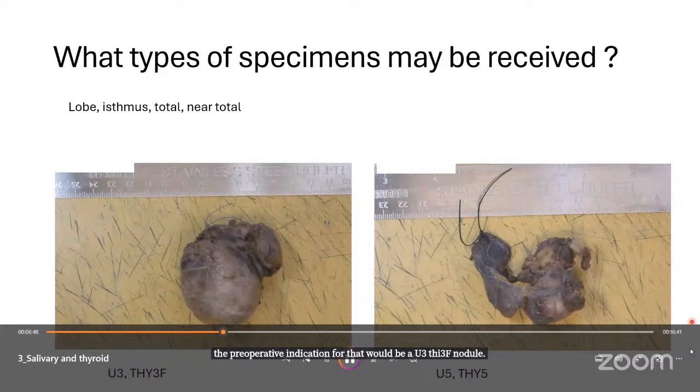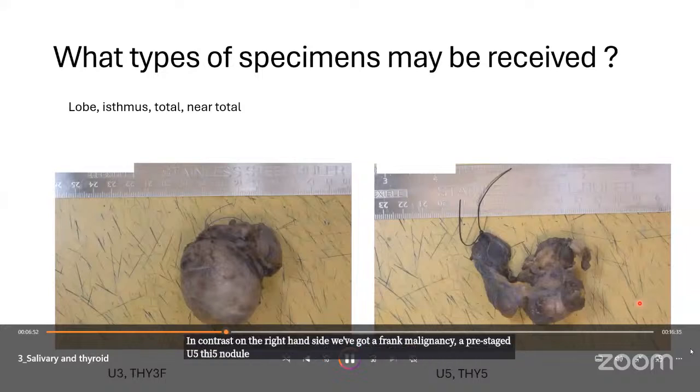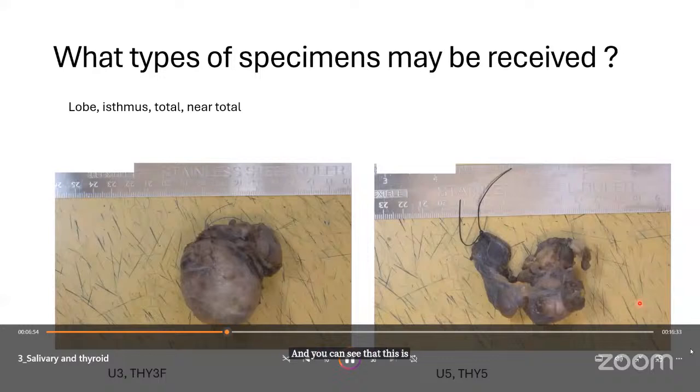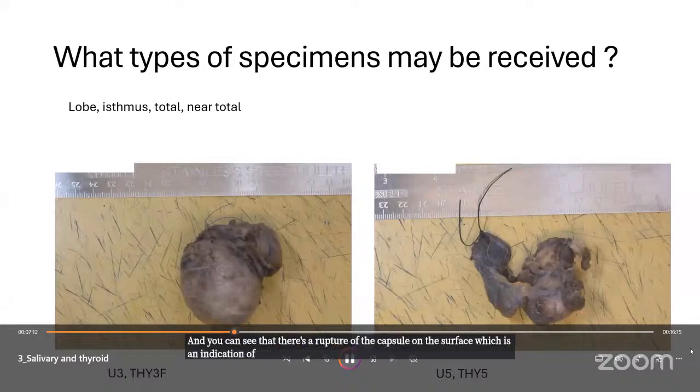In contrast, on the right-hand side, we've got a frank malignancy, a pre-staged U5 Thy 5 nodule, and you can see that this is a total thyroidectomy, and the surgeon has orientated the specimen. The abnormality is on the left lobe there, which is grossly distorted in terms of its normal architecture, and you can see that there's a rupture of the capsule on the surface, which is an indication of potential malignancy.